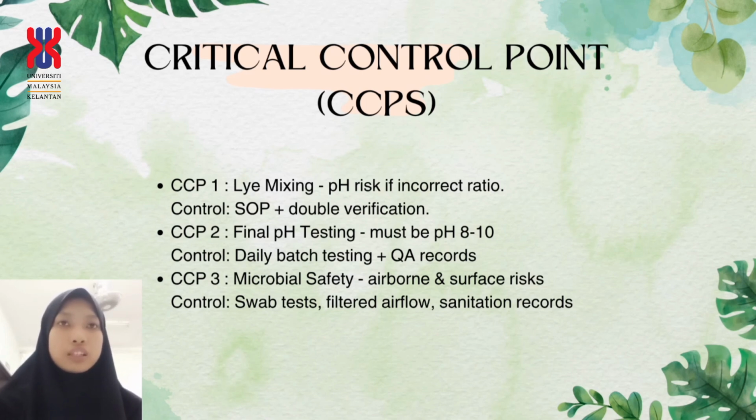The pH risk is incorrect ratio, and the control is SOP and double verification. Secondly, CCP2 is the final pH testing. It must be pH 8 up to 10, and the control is daily batch testing and QA records. And the third one is microbial safety, which is airborne and surface risk. Then the control is swab test, filtering, airflow, and sanitation records.